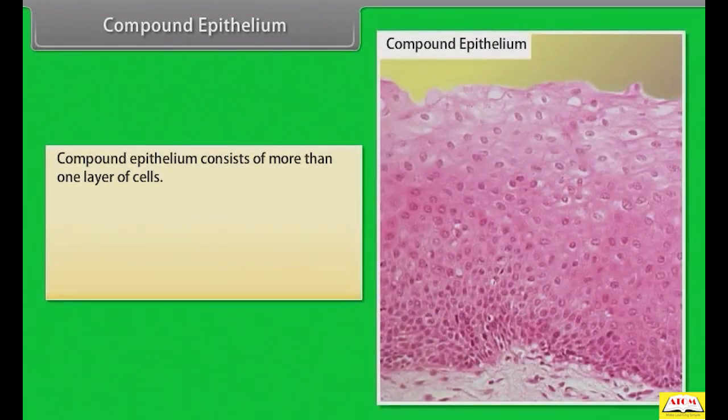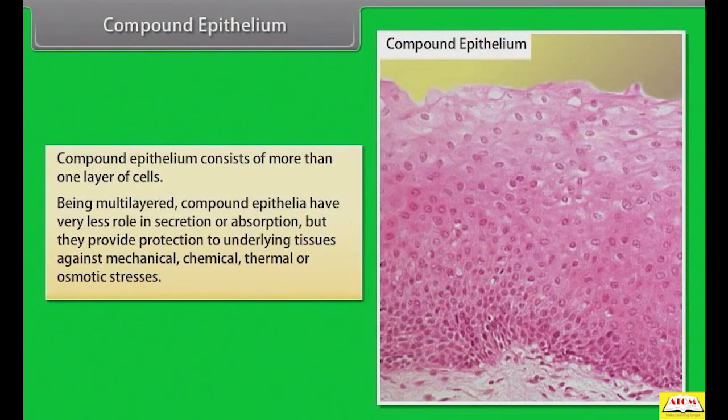Compound epithelium. Compound epithelium consists of more than one layer of cells. Being multi-layered, compound epithelia have very less role in secretion or absorption, but they provide protection to underlying tissues against mechanical, chemical, thermal, or osmotic stresses.